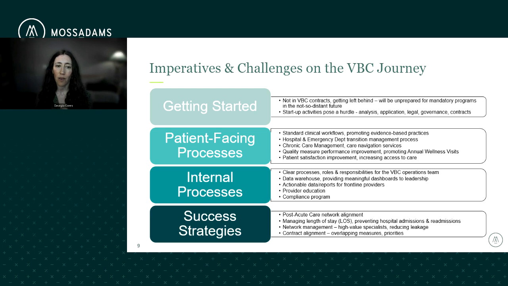And then as you get further down across the spectrum, let's say more advanced, you're really thinking about managing your post-acute care network, length of stay, preventing admissions and readmissions, really having that network of the high value specialists that deliver high quality care and manage their patients well.